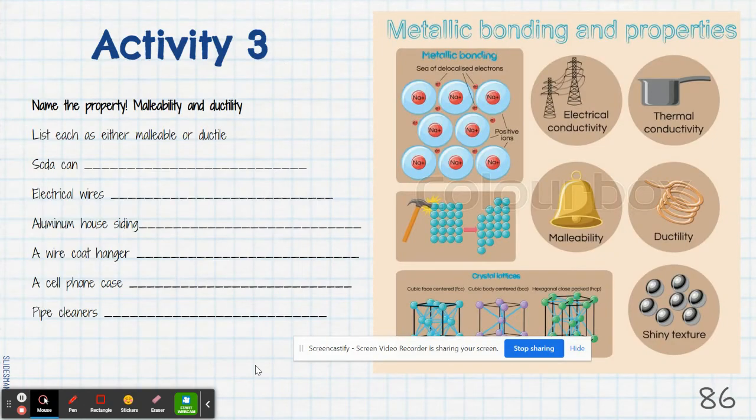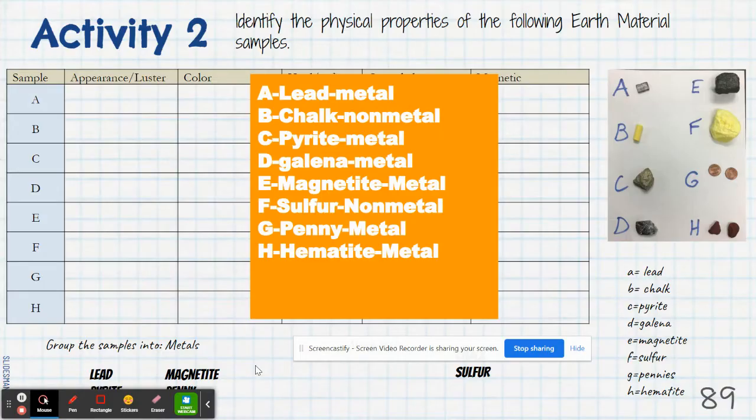Welcome back. Here are the answers that I came up with. I said that lead is a metal, chalk is a nonmetal, pyrite is a metal, galena is a metal, magnetite is a metal, it's also magnetic, sulfur is a nonmetal, a penny is a metal, and the trickiest one I think on there is hematite. It is a metal. This is iron ore.